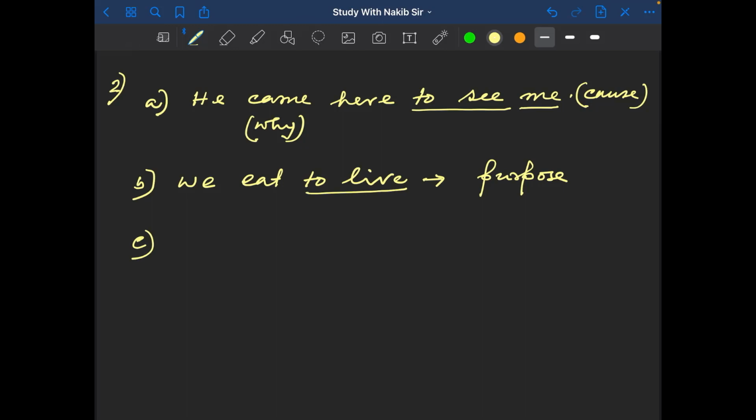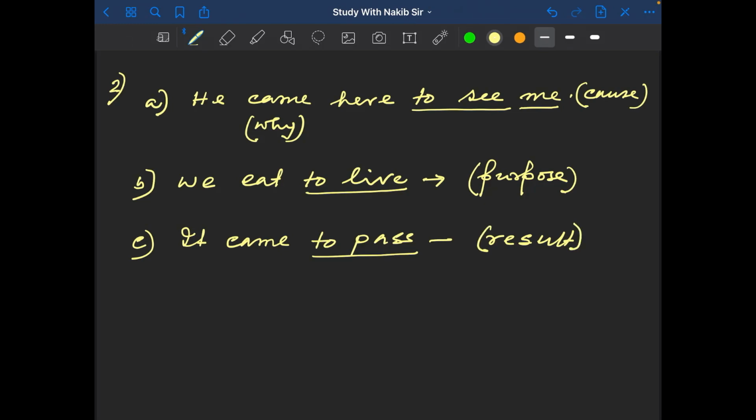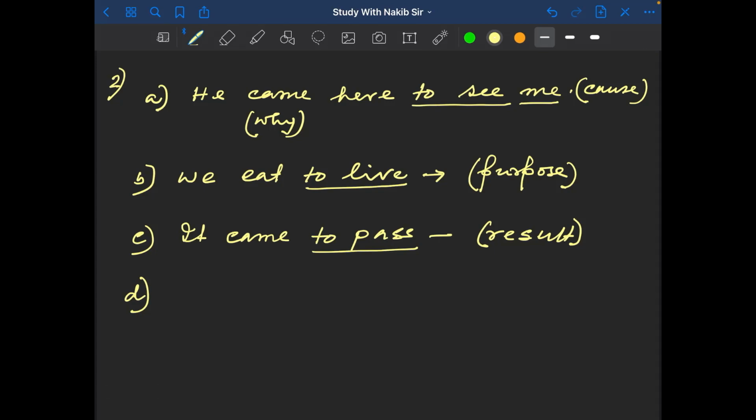Next one, see the result. It came to pass. To pass, an infinitive expressing the result. So it's a gerundial infinitive used in a sentence as an adverb expressing the result. And the last one, a gerundial infinitive used in a sentence as an adverb expressing the condition.